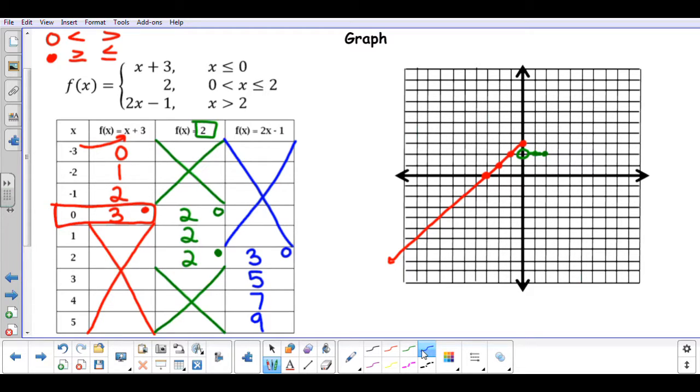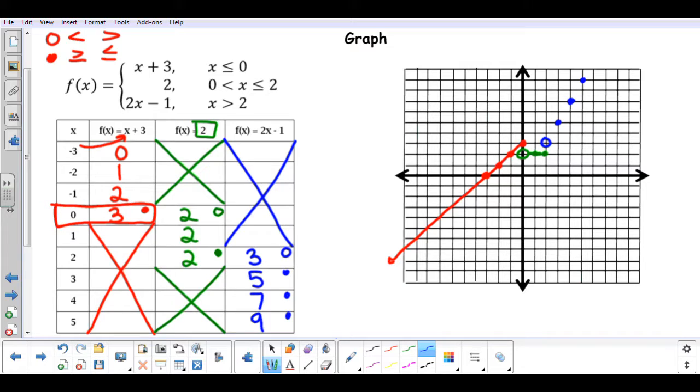Then my last equation, I start off with an open circle, but everything that will follow will be closed since those are all included in my inequality. So if I go to 2, positive 3, I'm going to have an open dot. And then at 3, positive 5, I'm going to have a closed. And then at 4, positive 7, I'm going to have a closed. And at 5, positive 9, I'm going to have a closed circle.